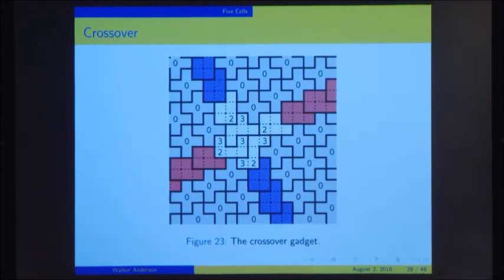This gadget has 4-way rotational symmetry. So this corresponds to wires pointing down and to the left. But by rotating this gadget, it would allow you to have all possible directions for the crossover.